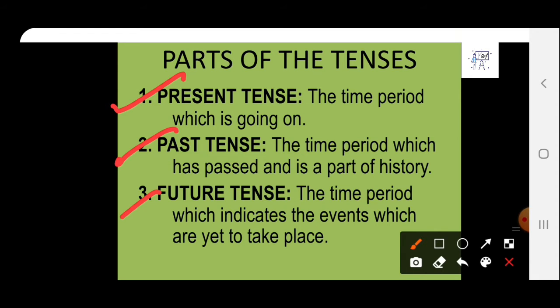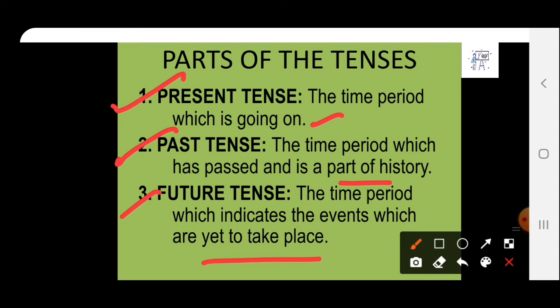What is present tense? Present tense refers to the time period which is going on, and past tense indicates the time period which has passed and is a part of history. Future tense refers to the time period which indicates the events which are yet to take place. Yes, future tense refers to the events which are yet to take place.